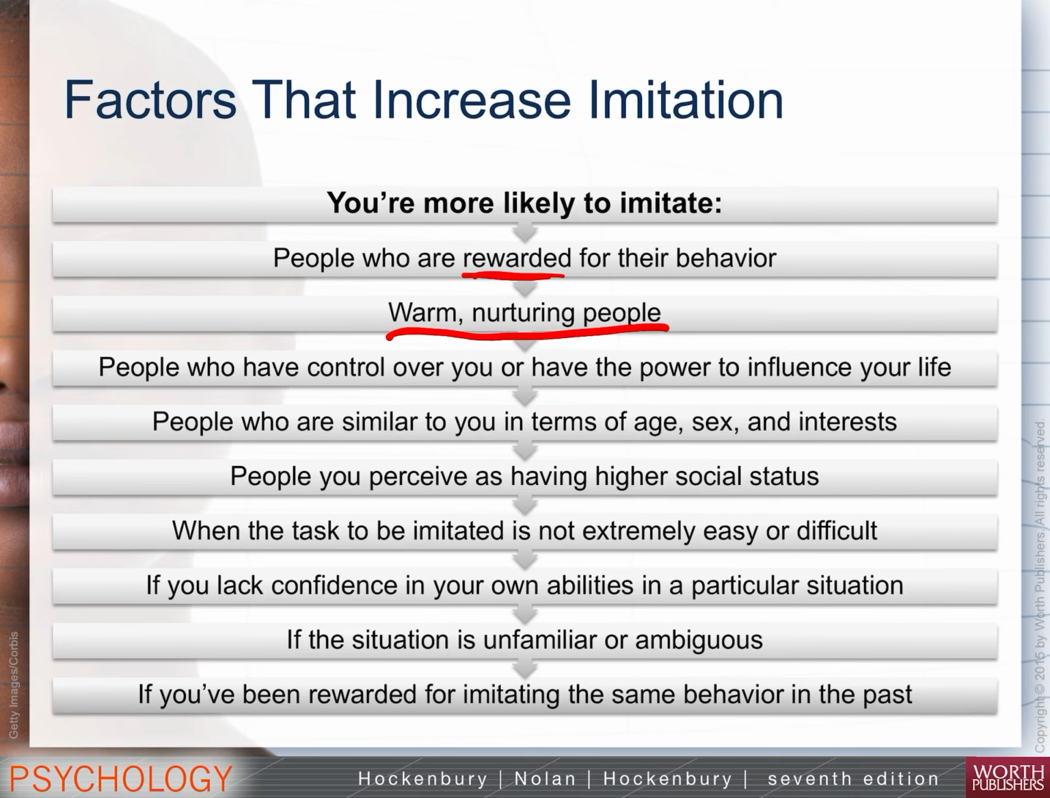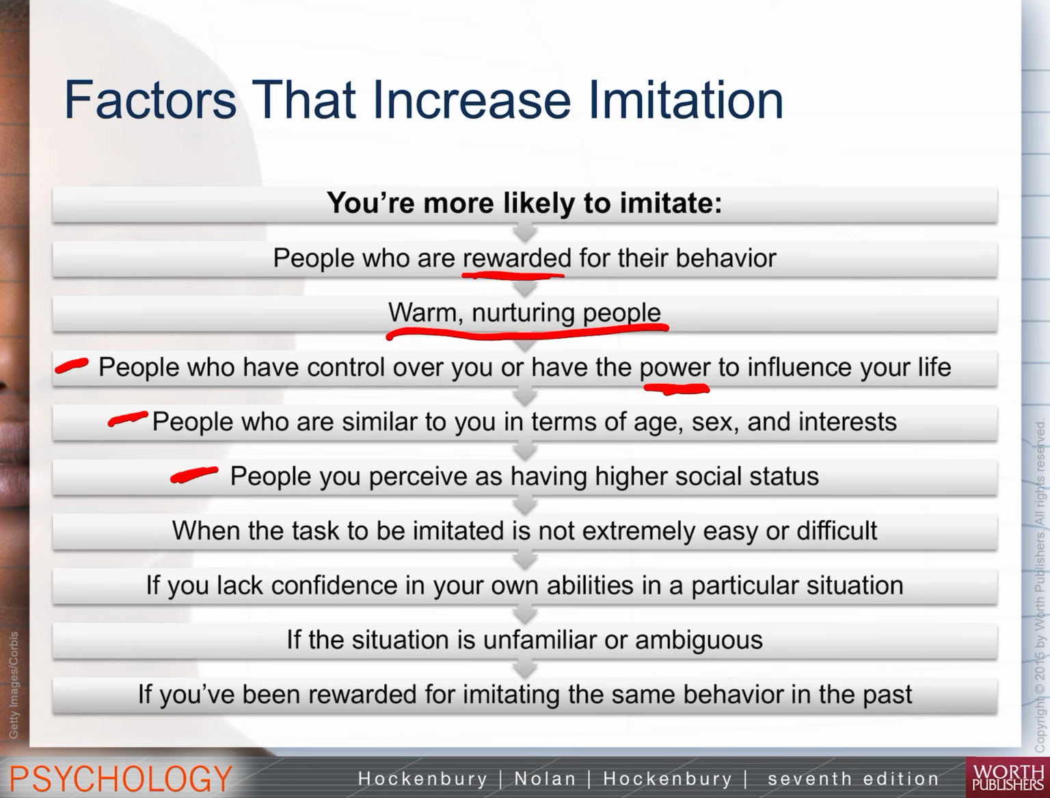We tend to imitate warm, nurturing people, people that we feel like we relate to, people that we like. If a person has control over you, or if you feel like they're an authority figure, we tend to be more likely to imitate them, especially if they have power to influence you. If a person is similar to you, whether by age, sex, or interest, we tend to be more likely to imitate them. This is where we see a lot of fashion choices, right? People imitating others and then engaging in very similar fashion for each age range.